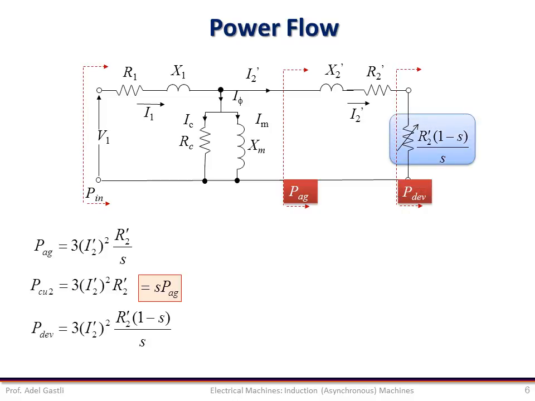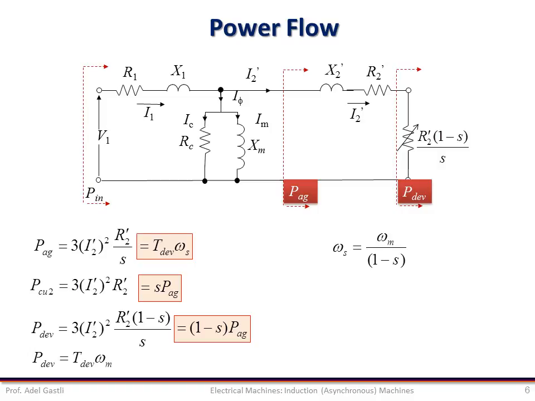Now the developed power is the power inside this resistance. Thus, it is equivalent to 3 I'2 squared multiplied by R'2 multiplied by (1 minus S) divided by S. Notice that it is also equal to (1 minus S) multiplied by the air gap power. This electric power is converted into mechanical power through the electromechanical energy conversion principle, that is equal to the developed torque times the motor speed omega m. Considering that the synchronous speed is equal to the motor speed over (1 minus S), we can also write that the air gap power is equal to the developed torque times the synchronous speed in radians per second.